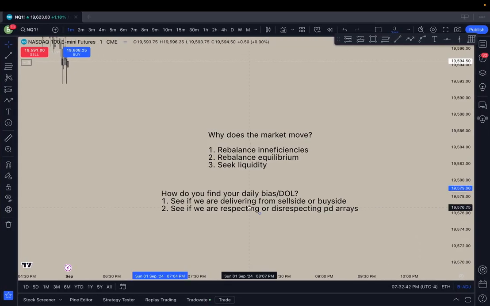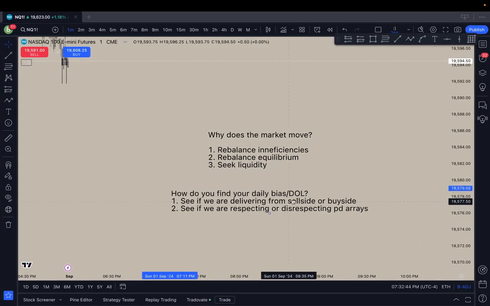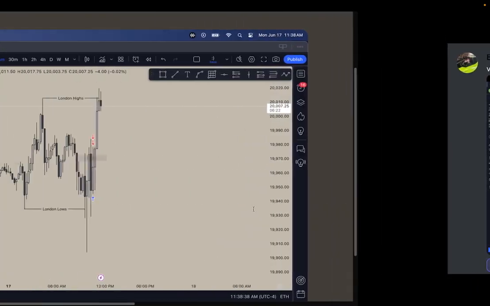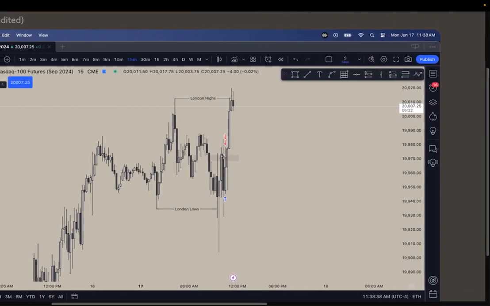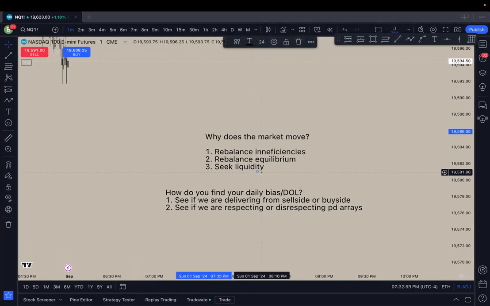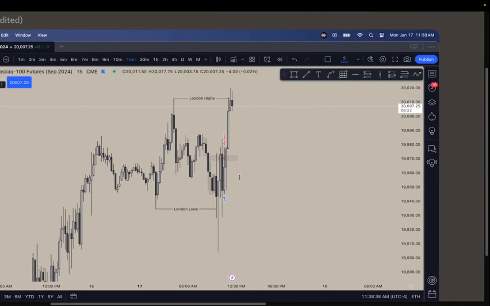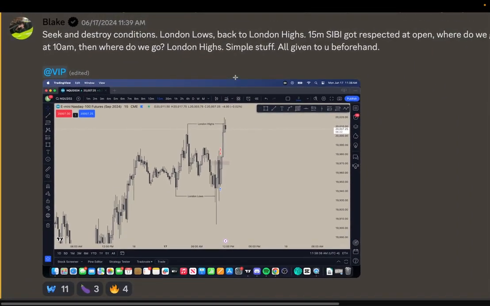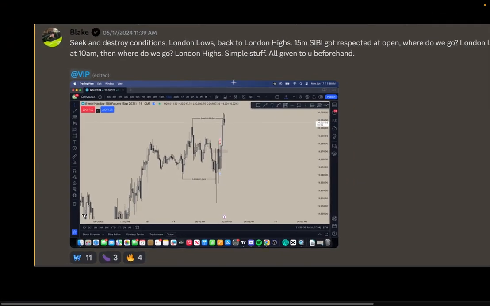We just swept sell side. So we are delivering now from sell side liquidity. Now I want to see if we are respecting or disrespecting PD arrays. Okay. Then we disrespected this PD array, and then we delivered towards this buy side here. So here we are just moving. The market is just moving to seek liquidity, right? We're just targeting London lows and we're targeting London highs. The seek and destroy conditions, you will see that. All right. But that was that.